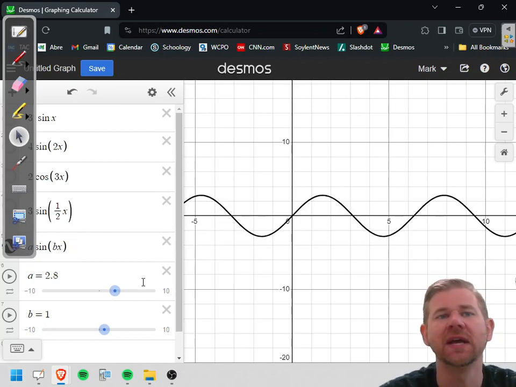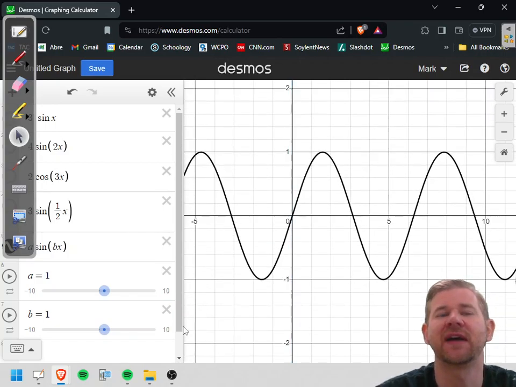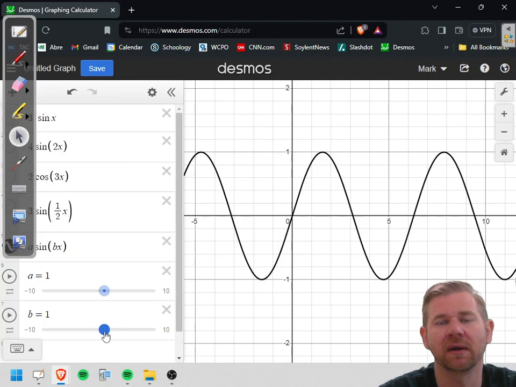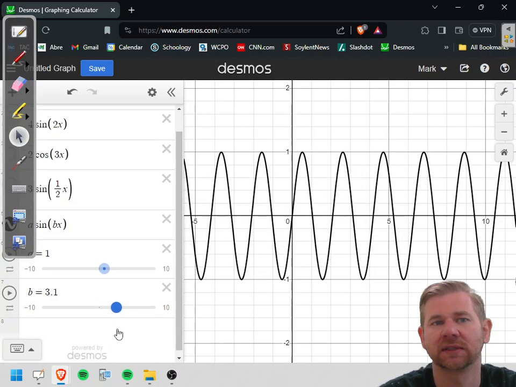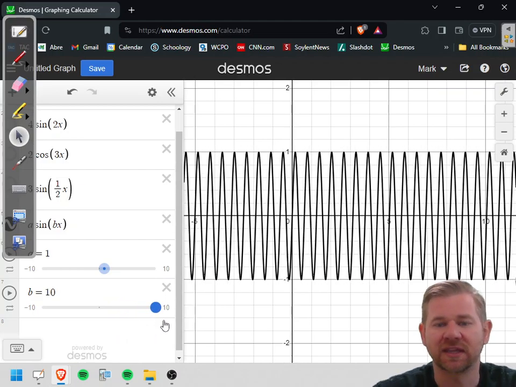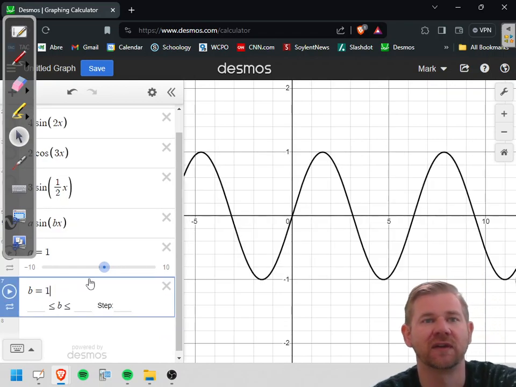The b value, I'm going to put this back to 1. If you make this bigger, the b value is going to do something along the x-axis. Watch what happens when you make it bigger. Okay, so it starts to squish it. The bigger the b value is, you can think of it as going faster. So that's maybe a good way of describing this.